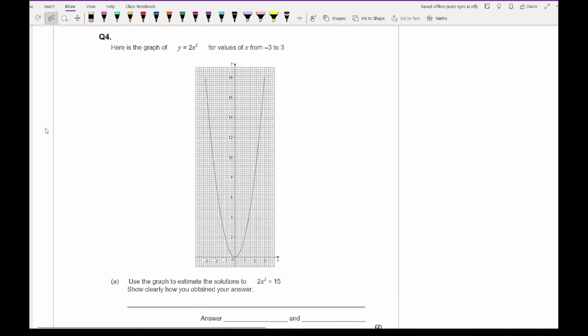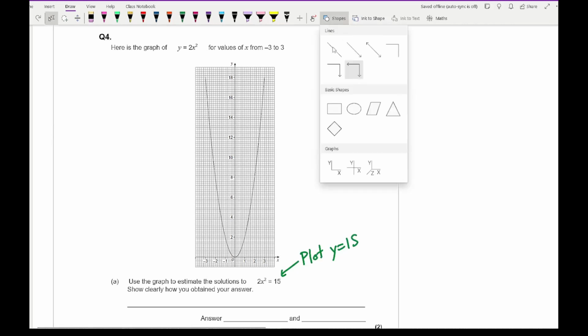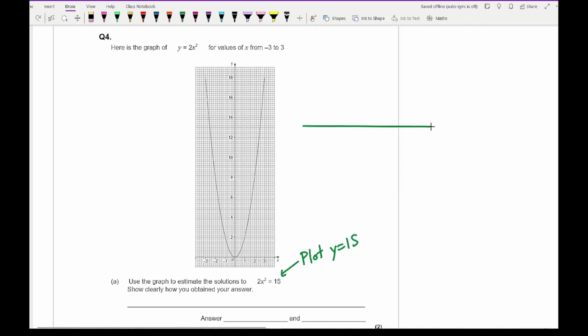Moving on to question 4, it says here is a graph of y equals 2x squared for the values of x of minus 3 to 3. And the question says use the graph to estimate the solutions of 2x squared equals 15. So for this, we've already plotted the quadratic, so we just need to plot y equals 15. So we just need to draw a horizontal line at 15, which I would say is about there. So then from this, all we need to do is project downwards and see what those values should be.